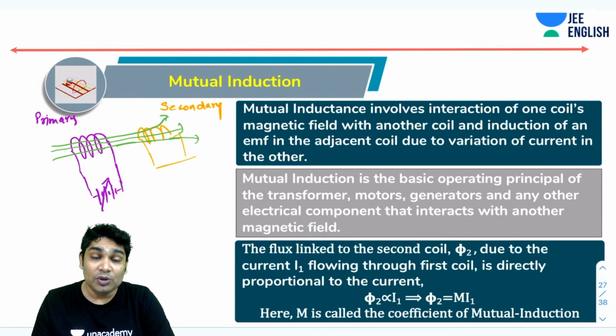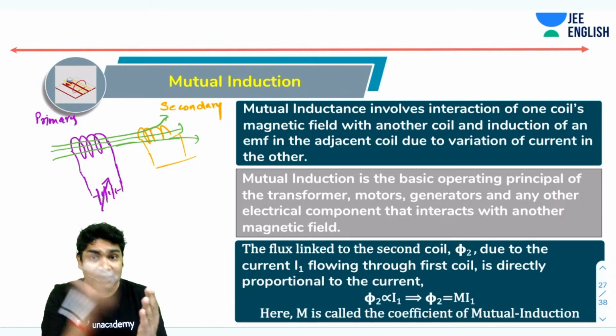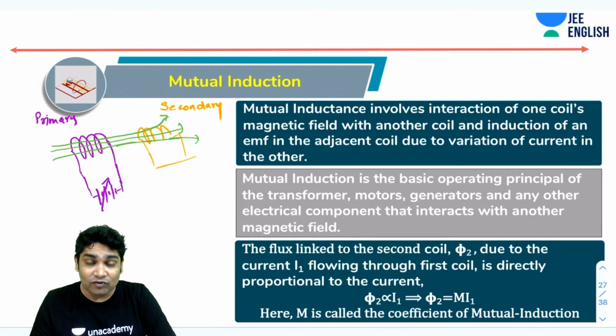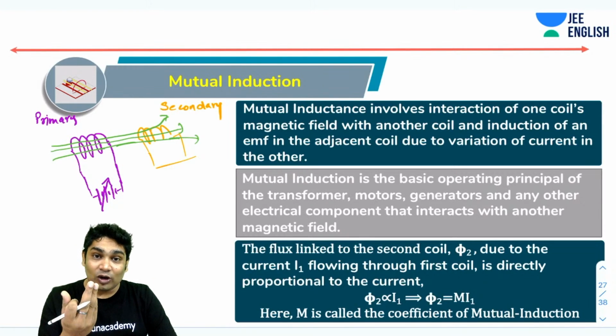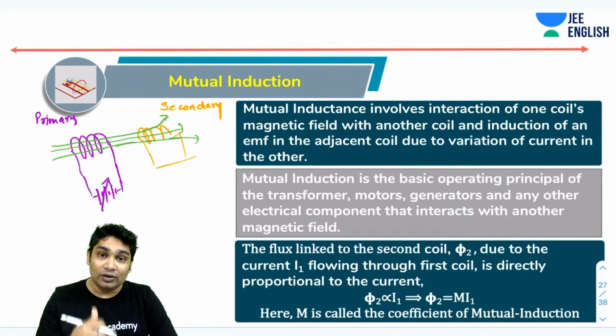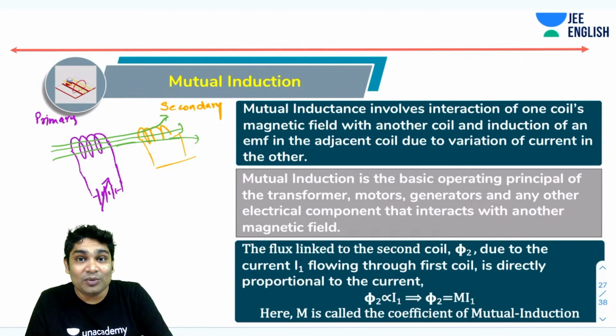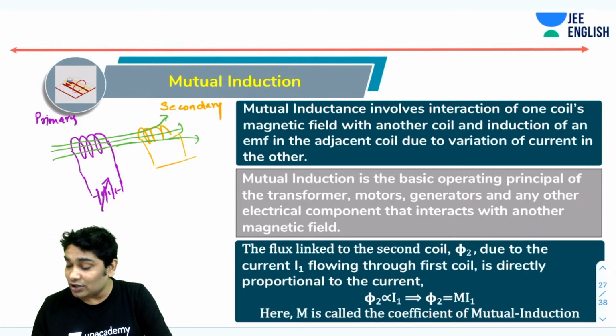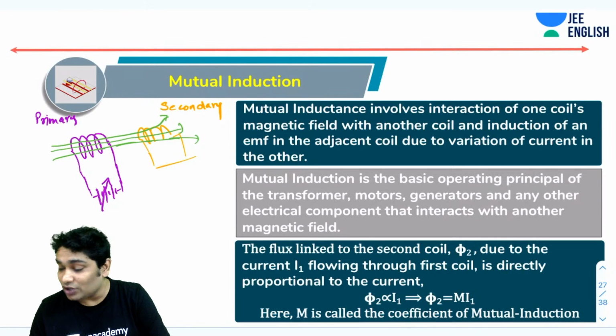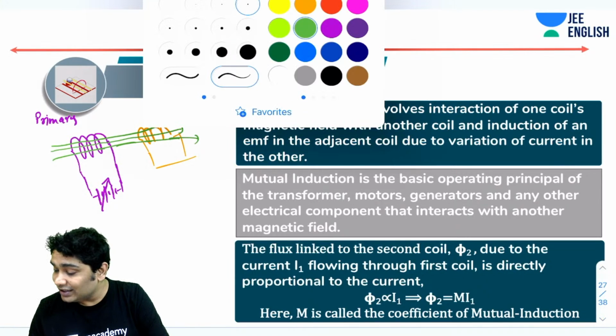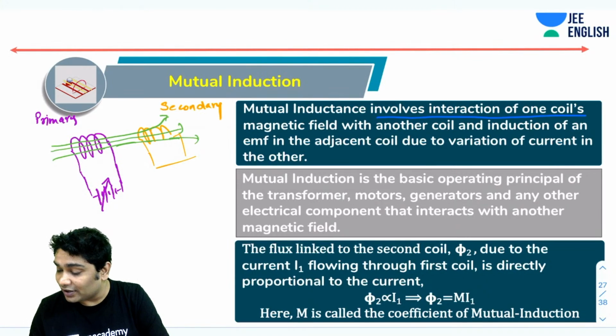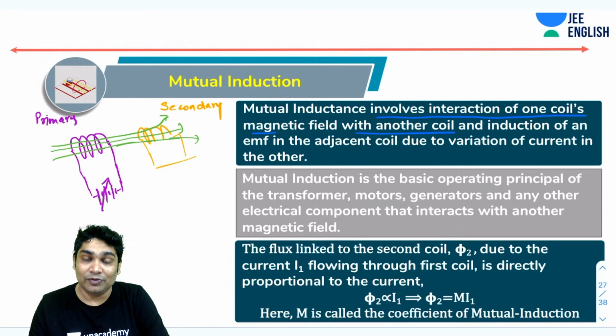This is known as mutual induction. So induction of EMF in one coil due to variation in current of another. Self was induction of EMF in one coil due to variation in current of its own. Okay, so this is how it is different from mutual induction. So mutual induction, self-induction. Mutual induction, in fact, involves interaction of one coil's magnetic field with another coil. Okay, I hope you followed this.